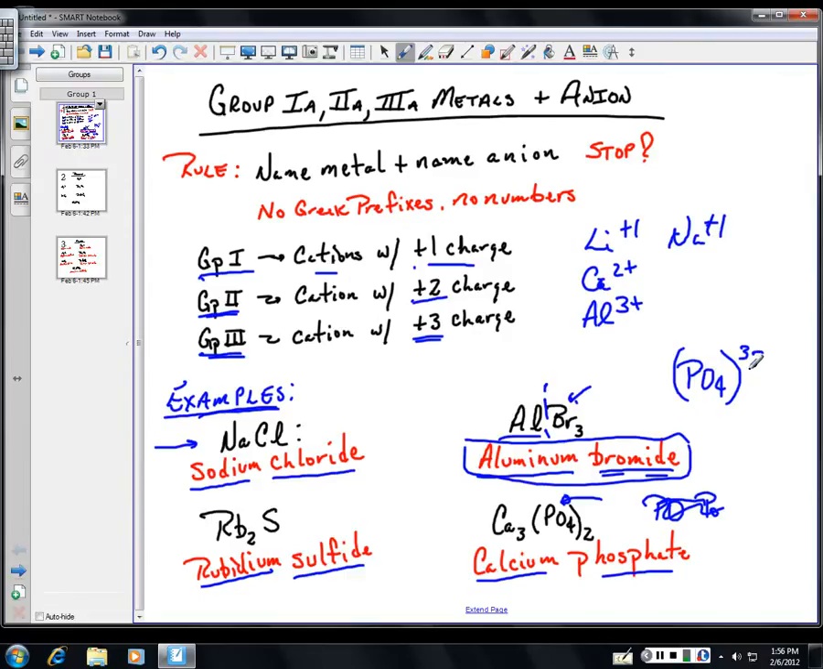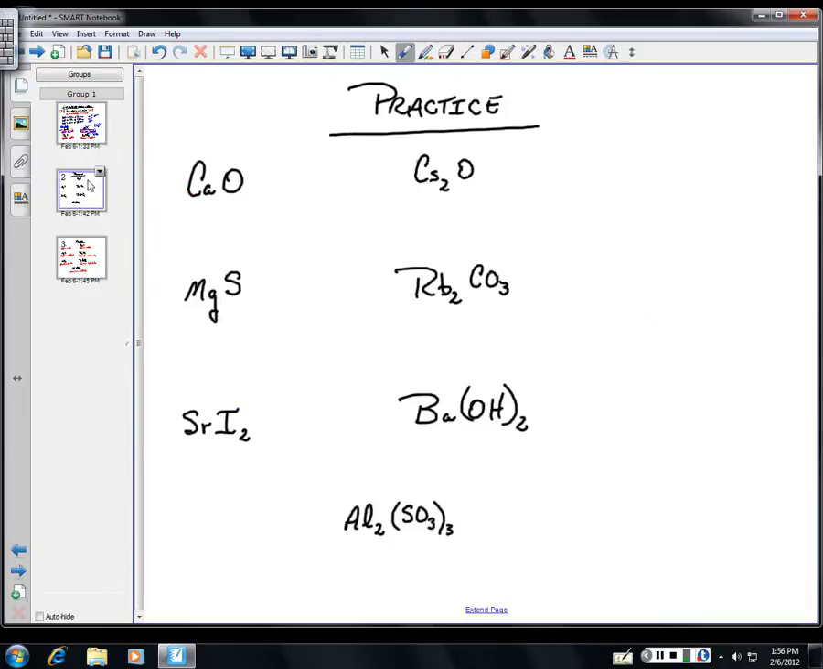Group 1, 2, or 3 metal and an anion. Name the metal, name the anion, stop. So you need some practice, I think. So here are 7 this time to practice on.